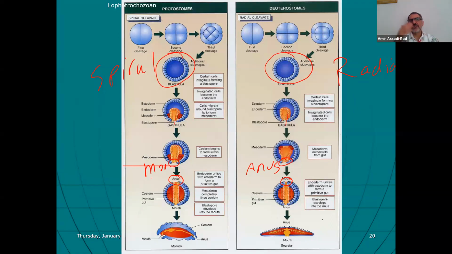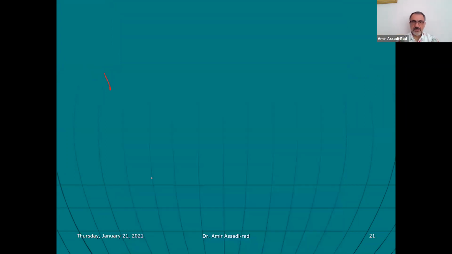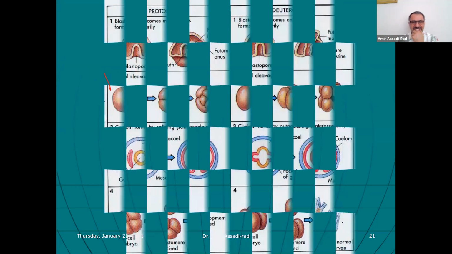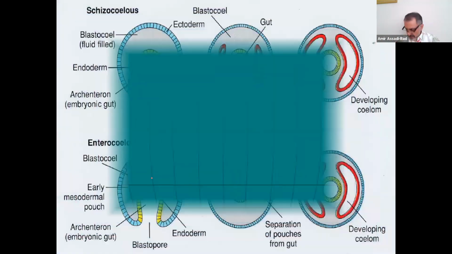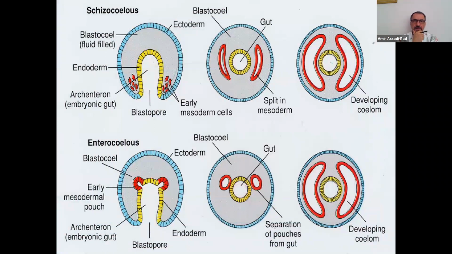As I said, most animals that are protostome have spiral cleavage. Most animals that are deuterostome have radial cleavage. Okay, here is telling you the same thing. I don't like it too much, but let's go ahead. And this is my favorite. This is the diagram I would like to harp on and talk about. So here you already know this is gastrula, right? So invagination occurred. And I'm not concerned for now whether the blastopore becomes mouth or anus. I'm not concerned with that. I want to talk about coelom.